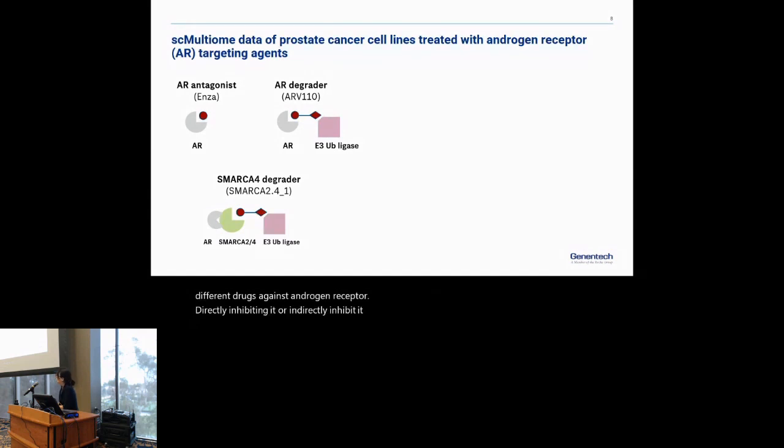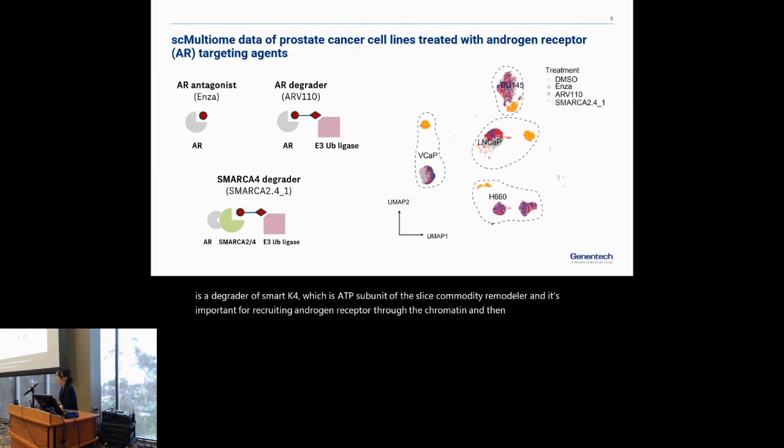So the first drug is called enzalutamide. It is an AR antagonist. It blocks AR at its ligand binding domain. And then the second drug is an AR degrader, so it degrades the protein itself. And the third one is a degrader of SMARCA4, which is an ATPase subunit of the SWI/SNF chromatin remodeler, and is important for recruiting androgen receptor to the chromatin. And then we treated 4 different prostate cancer cell lines. 2 of them are AR dependent and 2 are AR independent.